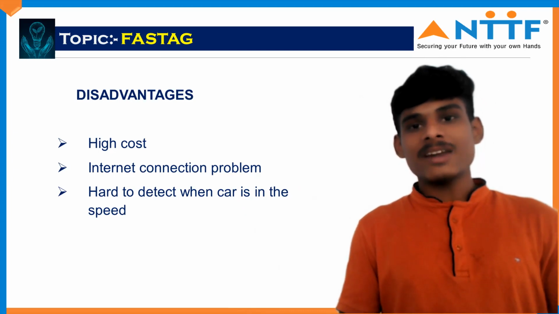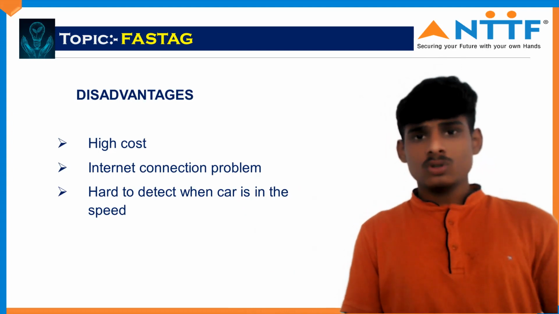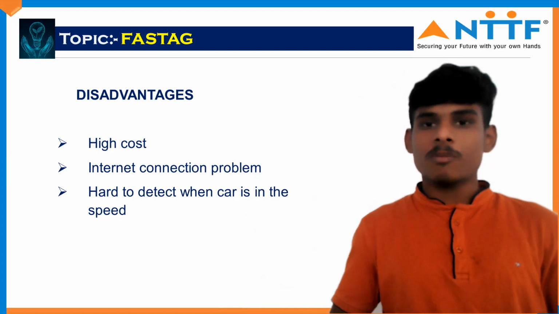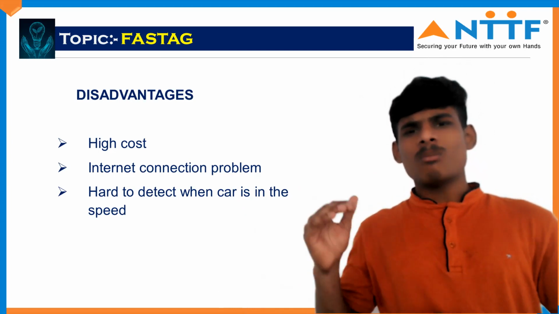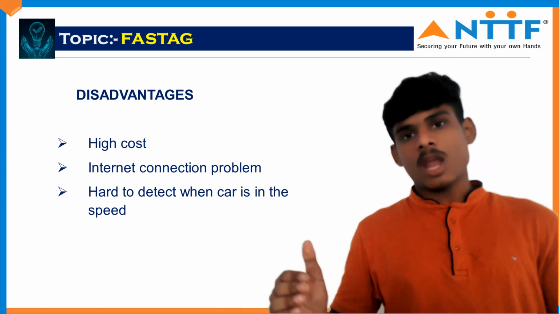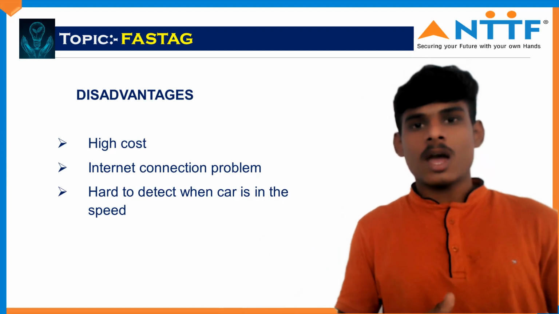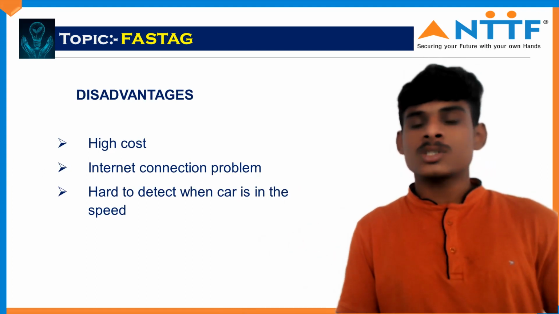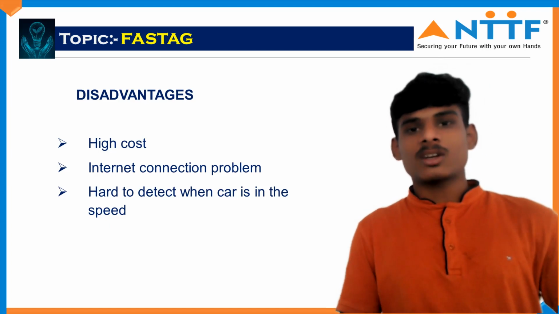So the first disadvantage of this FASTag technology is about the cost. In India, buying the FASTag requires a large amount of cash, approximately 5 to 6 thousand rupees. It is much higher compared to other technologies.